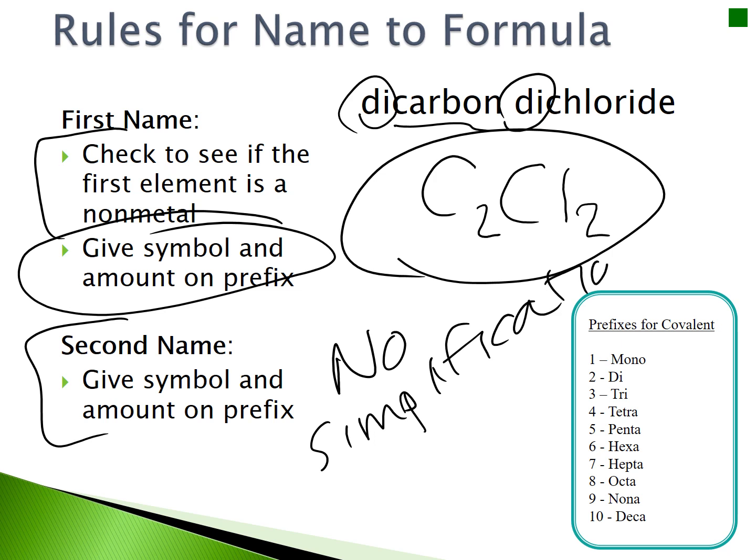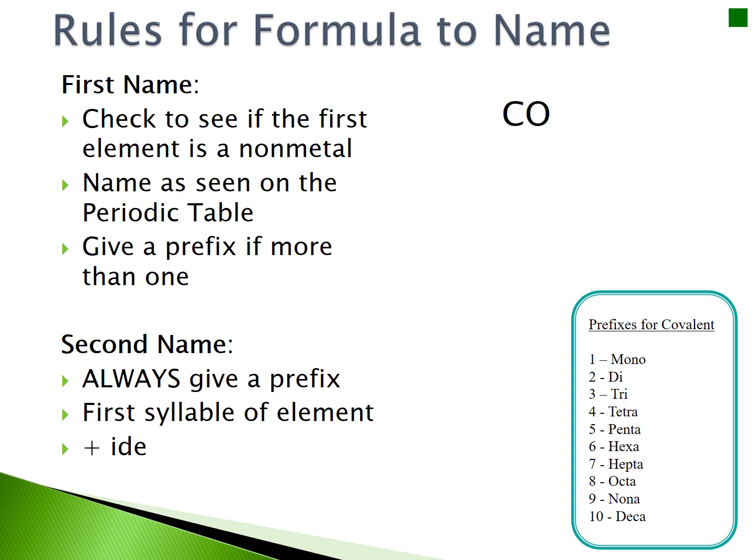Notice for this one, we have a 2 and a 2 subscript. We do not reduce that to 1 and 1. You want to give its true value, which is C2Cl2. Do not reduce. All right, next one, formula to name. This is just the opposite.